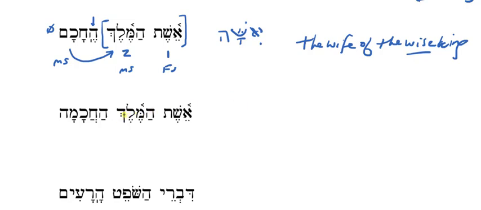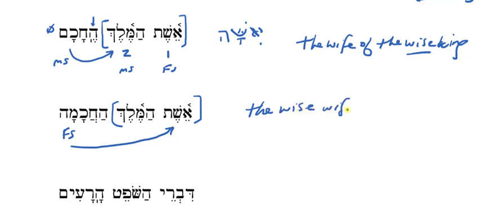On the other hand, if I have almost the identical expression here, Eshet Hamelech is my construct chain, but now I have Ha-Hakama. Notice this is feminine singular. Which one of these two nouns is feminine singular, Eshet or Hamelech? Right, it's Eshet. So, Eshet Hamelech Ha-Hakama means that the one that's wise is the wife. The wise wife of the king. Okay, the wise wife of the king.